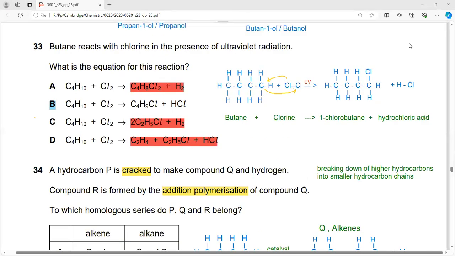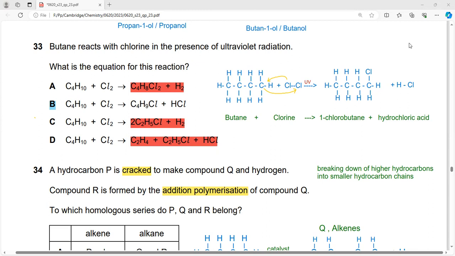Question number 33. Butane reacts with chlorine in the presence of ultraviolet radiation. What is the equation for this reaction? We can see that butane is reacting with chlorine. Ultraviolet radiation will break the covalent bond between the chlorine atoms, and they will become radicals. A chlorine radical will take a hydrogen and produce hydrochloric acid, while the alkyl radical will react with chlorine and produce 1-chlorobutane. So overall, butane reacts with chlorine and produces 1-chlorobutane, and this is a substitution reaction that also produces hydrochloric acid.